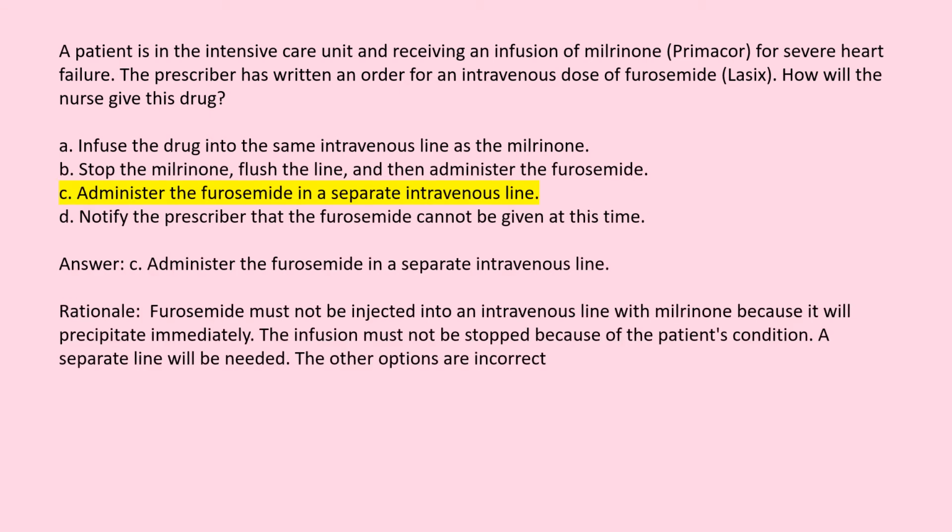Answer: C. Administer the furosemide in a separate intravenous line. Rationale: furosemide must not be injected into an intravenous line with milrinone because it will precipitate immediately. The infusion must not be stopped because of the patient's condition. A separate line will be needed. The other options are incorrect.